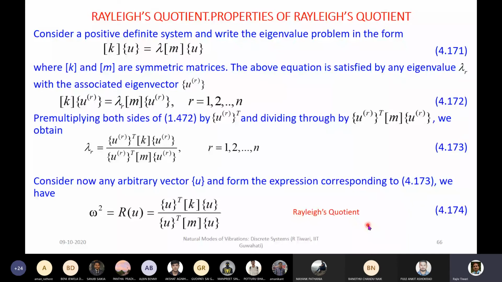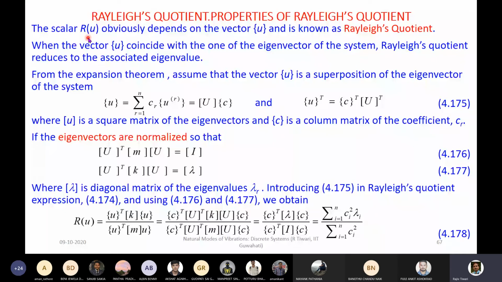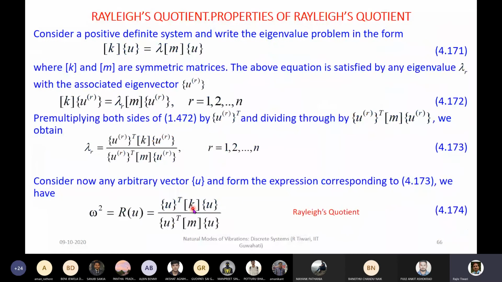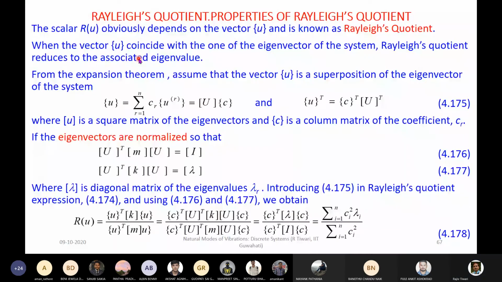The Rayleigh's quotient R(u) is a scalar quantity, because if you see in the previous expression, K is an n by n matrix, but it is post-multiplied by U. So this becomes n into 1, and this is 1 into n. So basically the multiplication will give a scalar quantity. Similarly in the denominator also. So we'll get a value from this, and that value is Rayleigh's quotient. And if the U vector which we have chosen coincides with one of the eigenvectors, then the Rayleigh's quotient will give the corresponding eigenvalue.